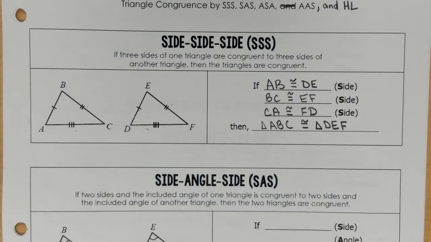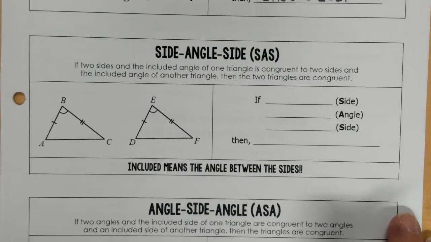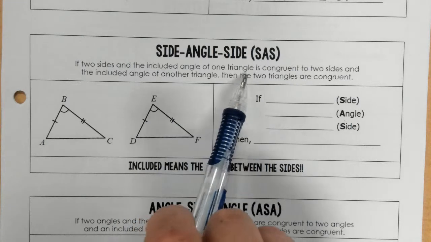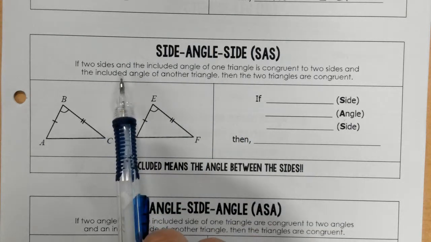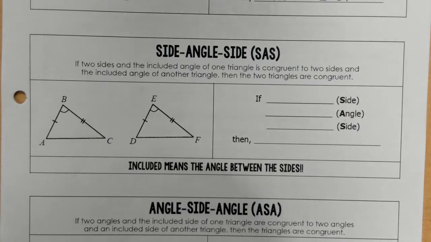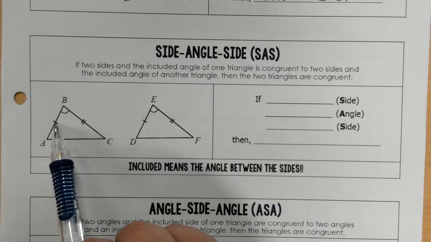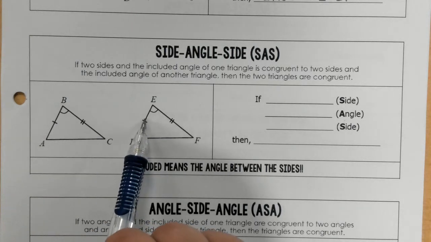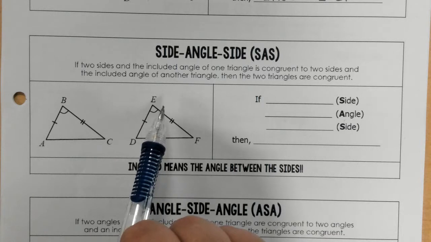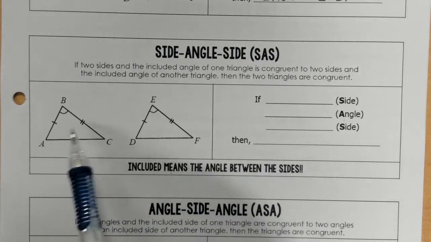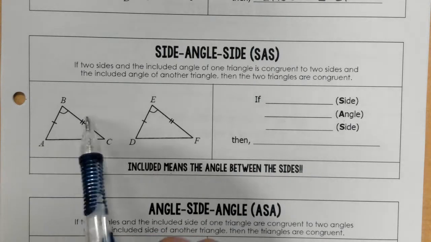Okay, for the next one, we have side, angle, side. It says, if 2 sides and the included angle of one triangle are congruent to 2 sides and the included angle of another triangle, then the 2 triangles are congruent. Alright, what does that mean? So I have a side equal to the DE here. Okay, I have an angle and an angle match up. Then I have another side, another side. The deal is the angle has to be the included angle, which means the angle between the 2 sides. So this is the angle between those 2 sides.